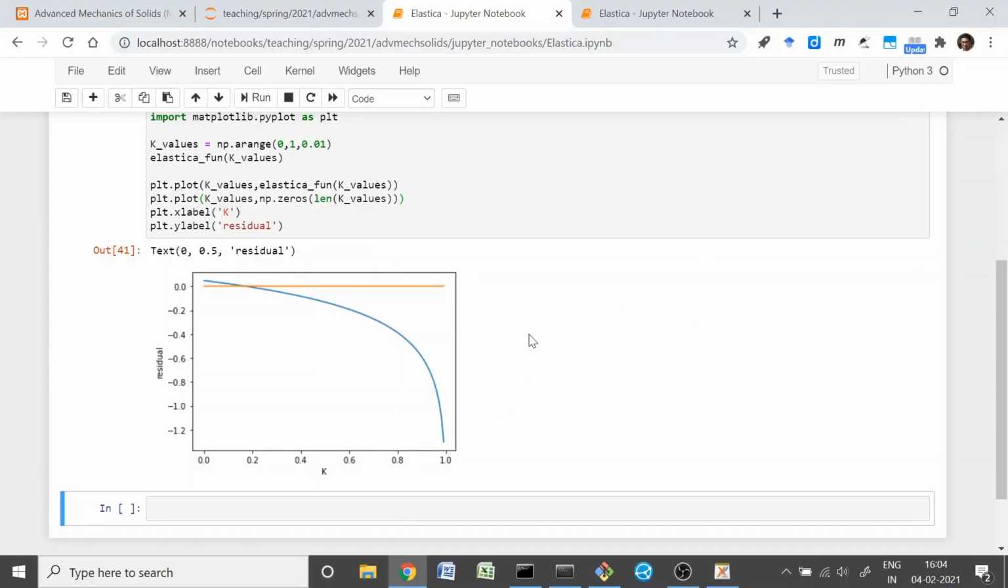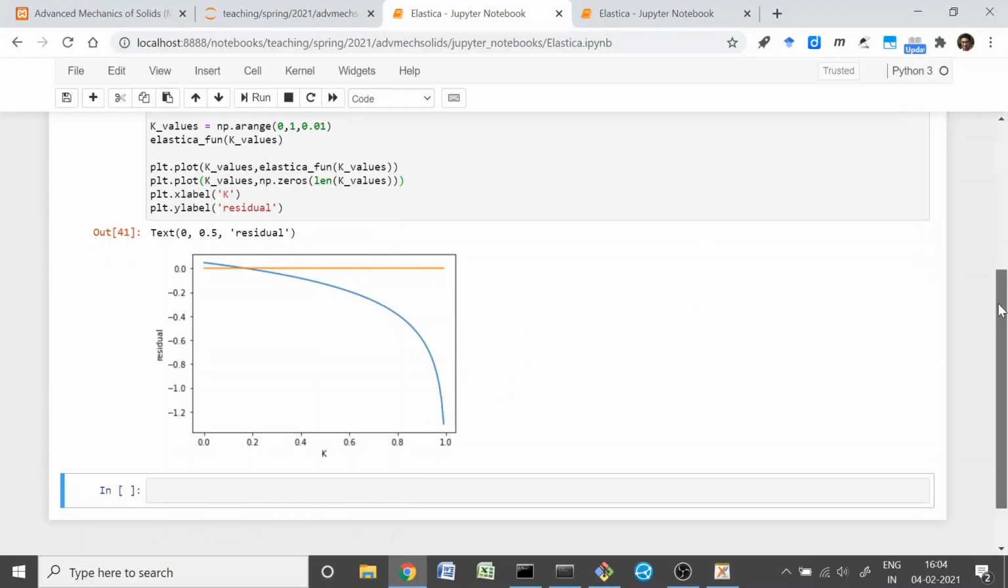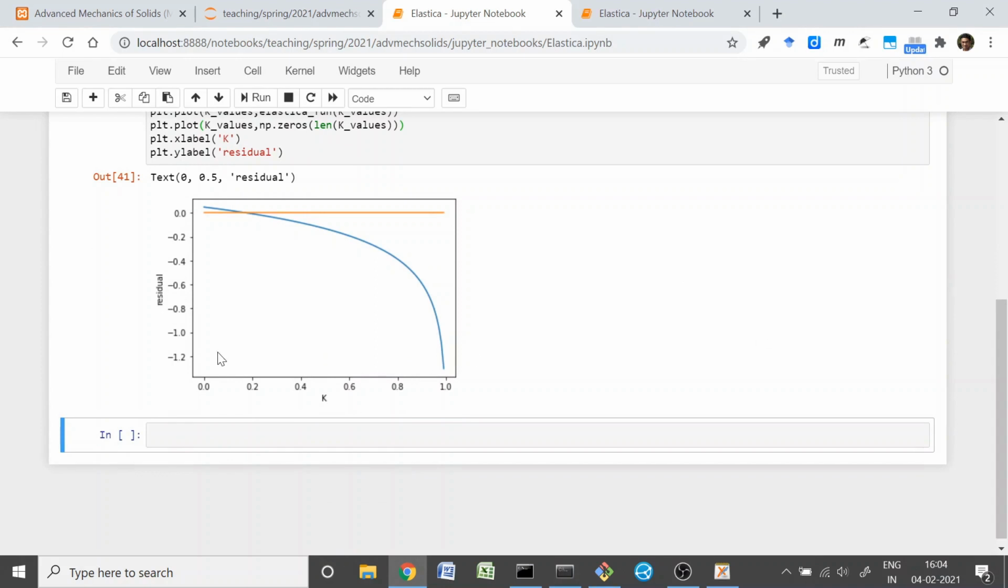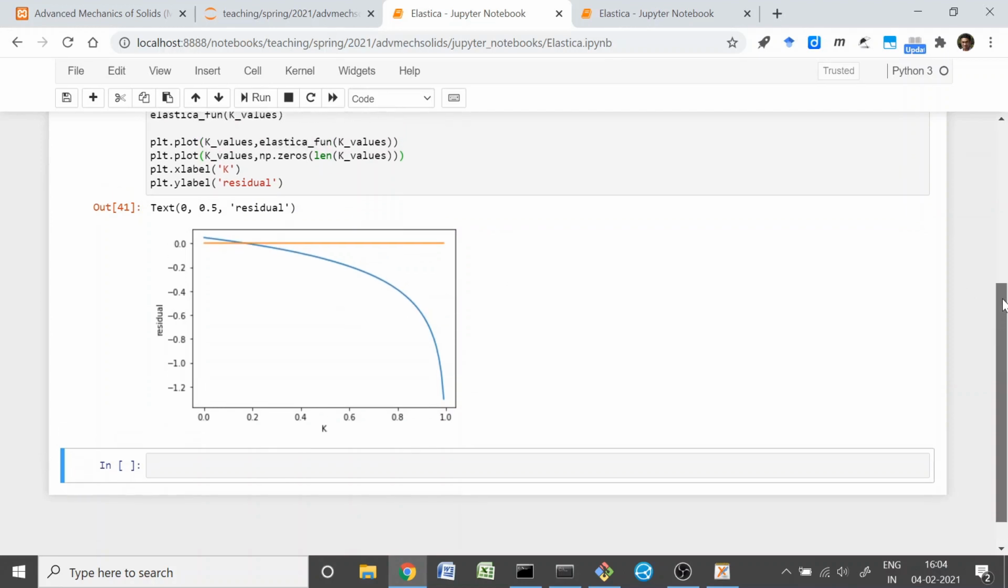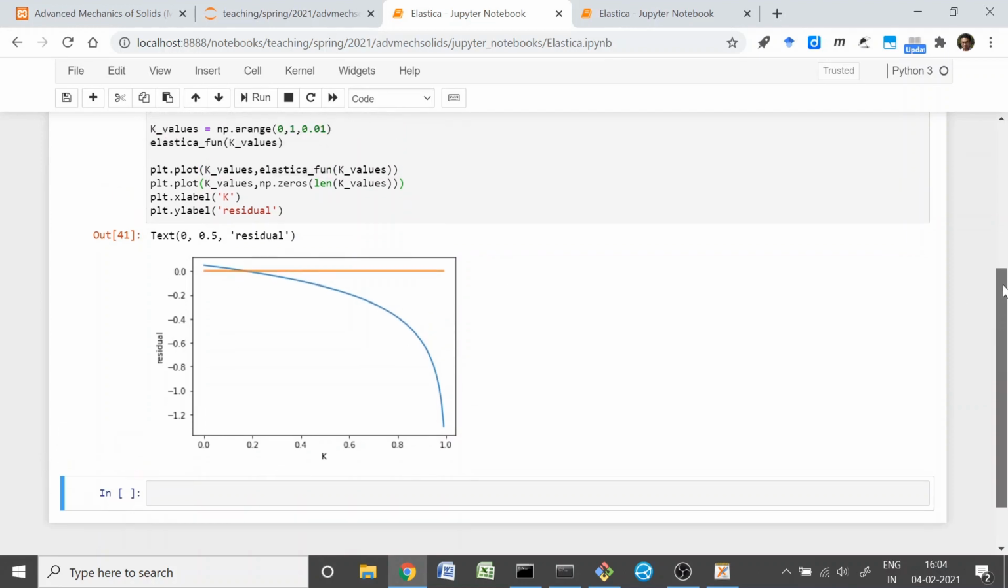As I was saying, our job basically boils down to actually finding this particular root. All this is just a rough way of estimating the correct value of k. We understand that it should be somewhere close to the 0.2 value, but we really have to find out the exact value. So how can you do that?